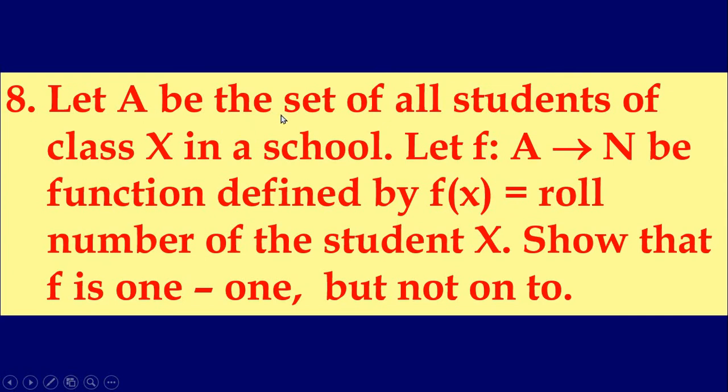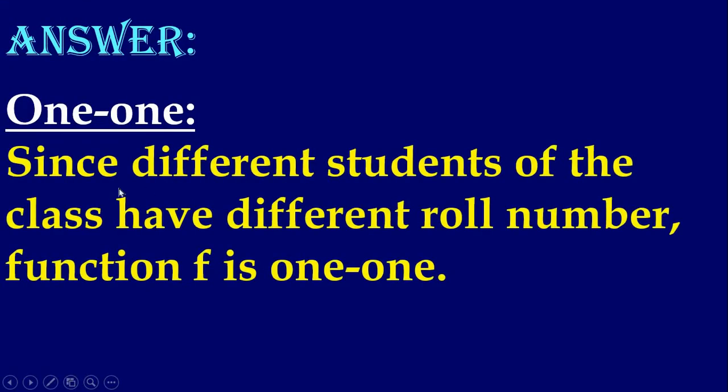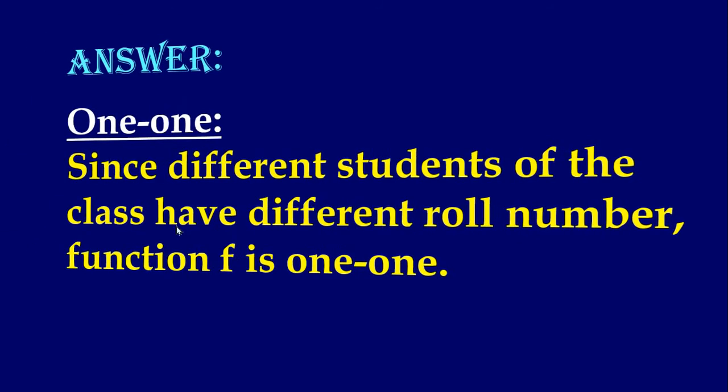So next problem, let A be the set of all students of class 10 in a school. Let f from A to N be a function defined by f of x equal to roll number of student of class 10. Show that f is one-one but not onto. Now we have to prove that this function is one-one but not onto. First we prove that this function is one-one. Since different students of class have different roll numbers, this function is one-one.